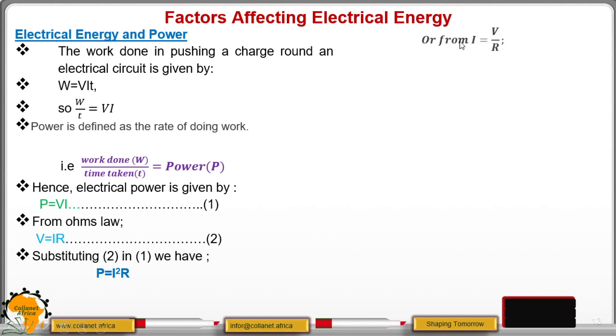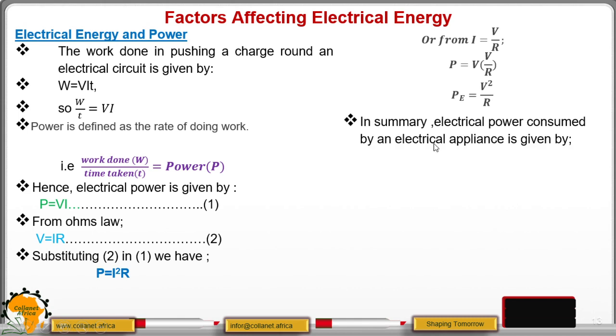Again, also from Ohm's law, I is equal to V over R. That is if you make I the subject of the formula. So again, instead of substituting V, we can substitute I in our equation, where we have power is equal to VI. Instead of writing I, you write V over R. And when you do so, you find that the electric power will be given by V squared divided by R.